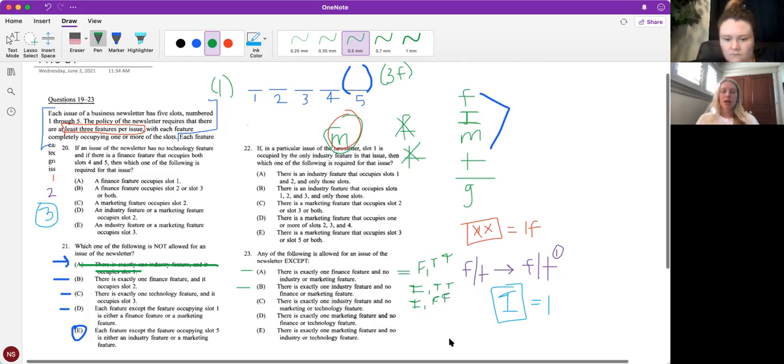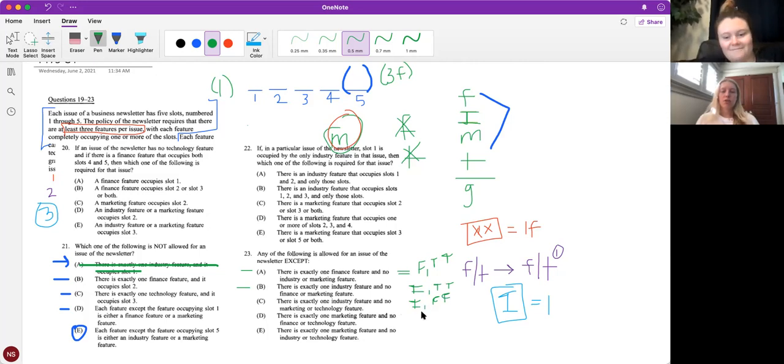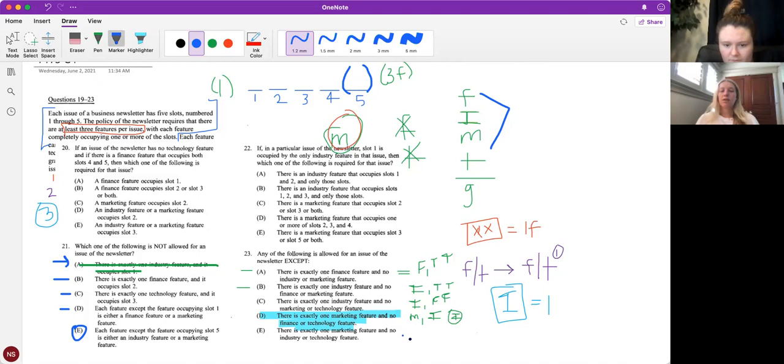D. There's exactly one marketing feature and no finance or technology feature. Right, because we can't have two I features. It has to be I consecutive just to have one feature. Yep. All right, and so I like that one. And then E. There is exactly one marketing feature and no industry or technology feature. I mean, that will work because you could have F for one and then one M and another F. Definitely D.